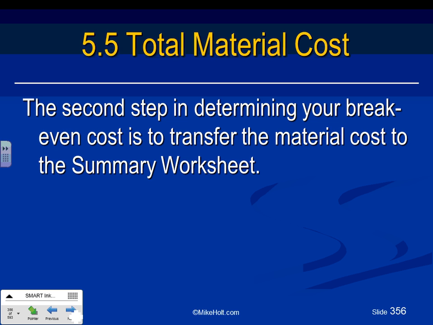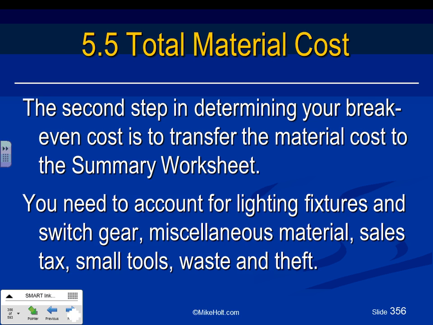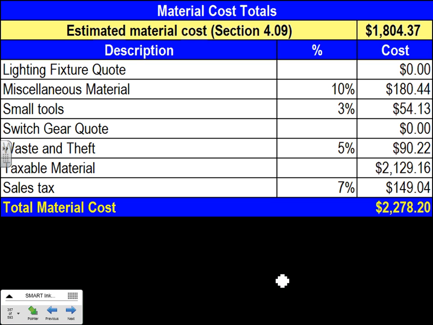Okay, moving into the material. So the second thing, now you're going to get all your material cost into the summary worksheet that you guys have done with me. You need to add the switch gear. So you need to account for the lighting fixtures and the gear. So remember, that's the code. We added the code. You guys are going to be doing it for me. And you need to add also for small tools and taxes and waste and theft. Now we're done with the labor. We need to have our material and add to our material the quotation as well as the waste and the small tools and so forth.